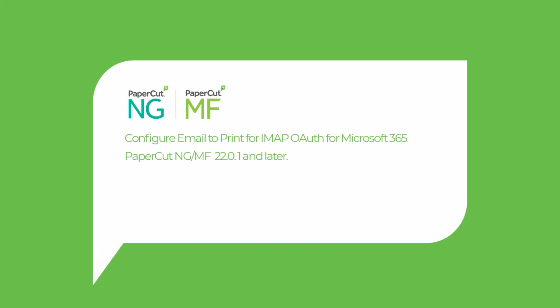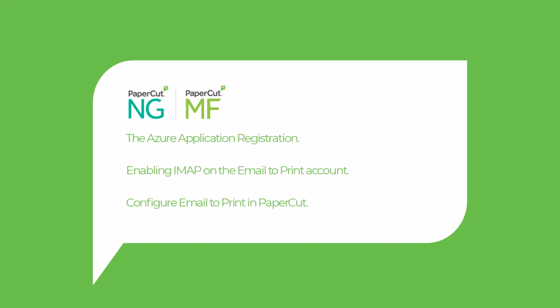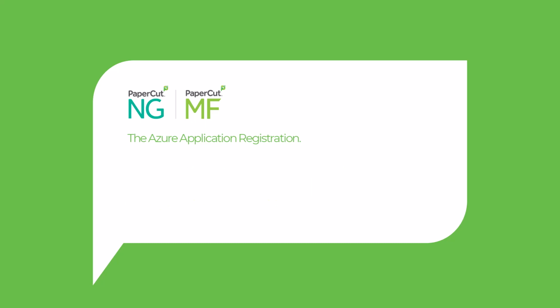Today we're going to take a look at configuring the email to print service for IMAP OAuth for Microsoft 365. In this video, we will cover the Azure application registration, enabling IMAP on the email to print account, and configuring the email to print service within PaperCut. Let's start with the Azure application registration.